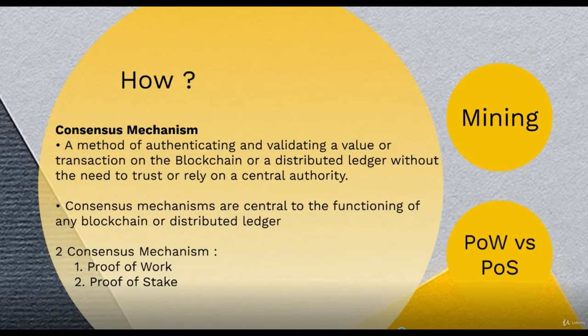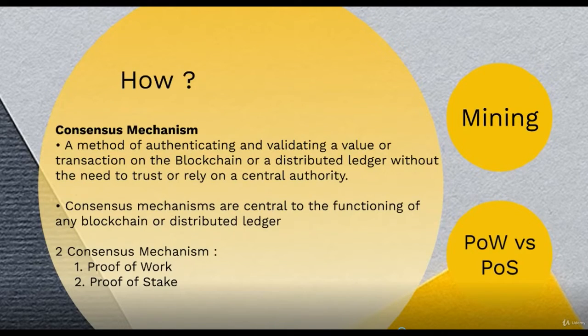And there are two major consensus mechanisms available: proof of work and proof of stake. We will see what the difference between proof of work and proof of stake is, what Bitcoin is currently using, and what Ethereum is currently using. I will explain proof of work and proof of stake in depth in the coming sections.